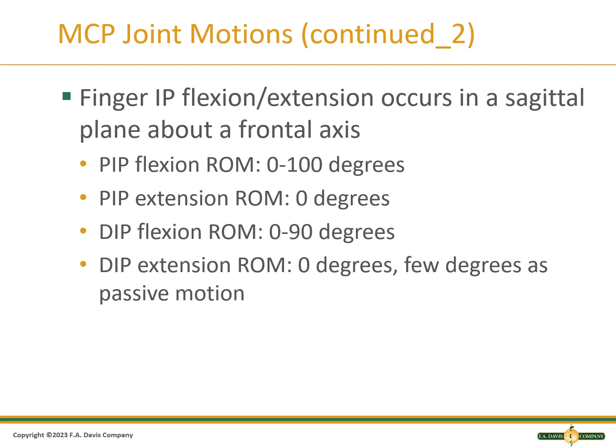Our third knuckle, our DIP flexion, we should have 0 to 90 degrees of flexion at that joint, and 0 degrees as we return to neutral for extension, though some people have a few degrees of passive range of motion, and there is an even smaller segment of the population that does have a few degrees of hyperextension for active range of motion.